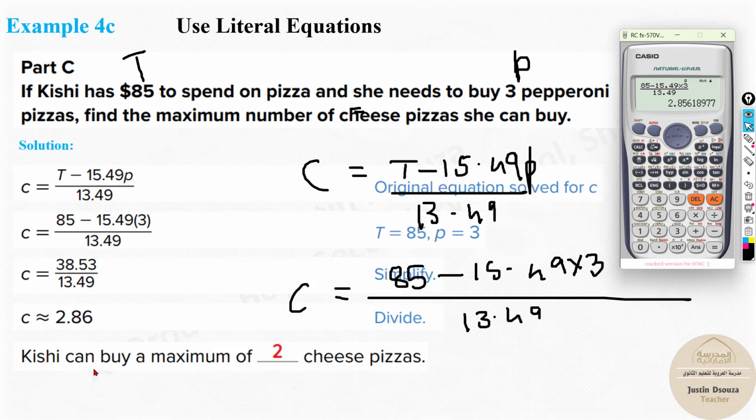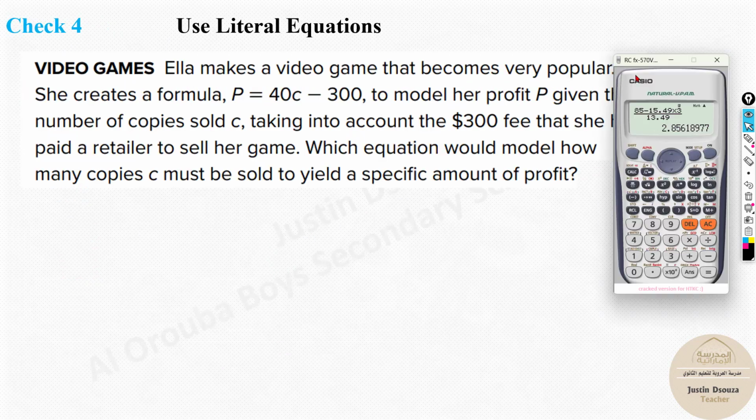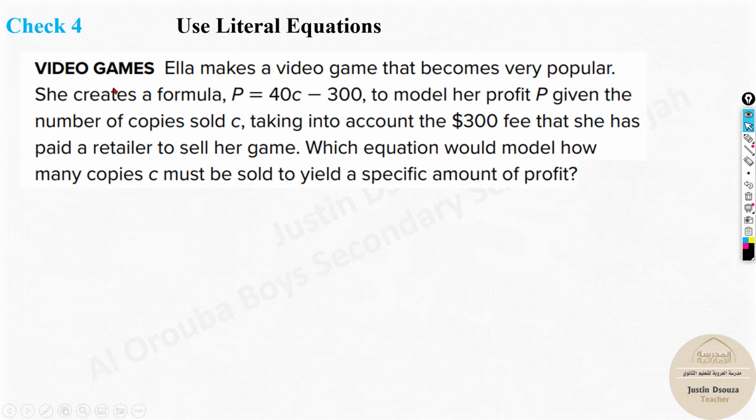So here you can see a maximum of 2 cheese pizzas can be bought, provided 3 pepperoni are bought in this particular money, that is $85. So that is the third part. Now here, please do try solving this one.